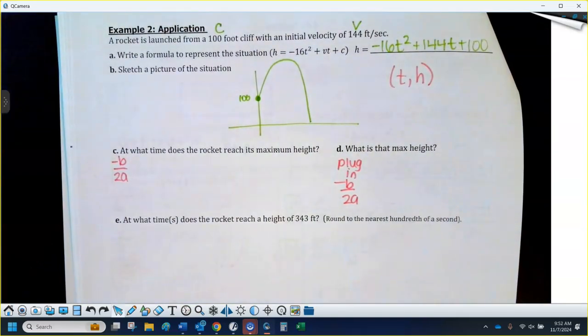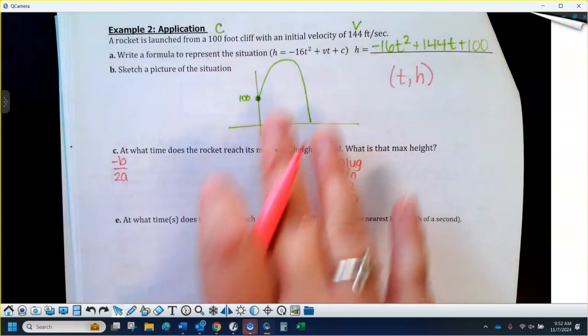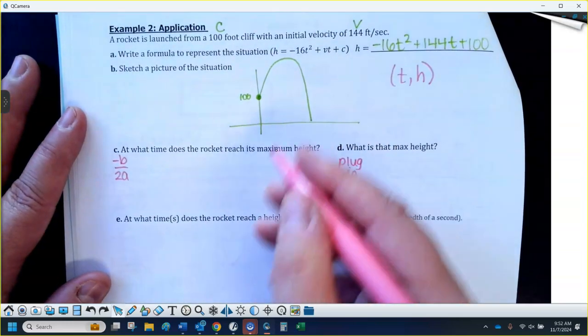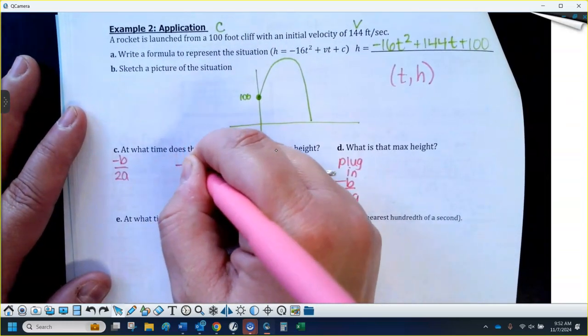So the time is like the x-coordinate of the vertex, the height is like the y-coordinate of the vertex. So if I want to find the time it takes to reach the maximum height, I just need to find the vertex of that parabola's x-coordinate, which would really be the time. So opposite of b there, -144.